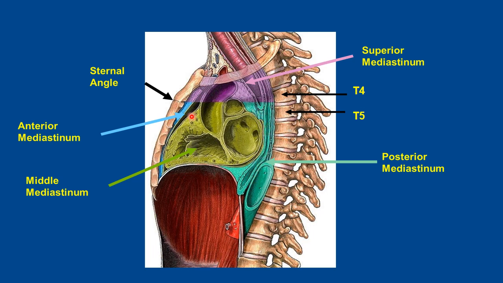And further this inferior mediastinum is divided into the anterior mediastinum. Here we can see a small anterior mediastinum, then this large middle mediastinum which contains the heart, and behind here we can see this is the posterior mediastinum. So these are the subdivisions of the inferior mediastinum.